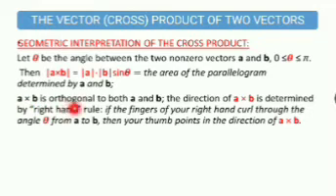Now, A cross B is orthogonal to both A and B. That is, A cross B is perpendicular to A and B. The direction of A cross B is determined by the right hand rule. So if the fingers of your right hand curl through the angle theta from A to B, then your thumb points in the direction of A cross B. So this is just showing the perpendicularity of A cross B to the direction of both A and B. Is that okay?